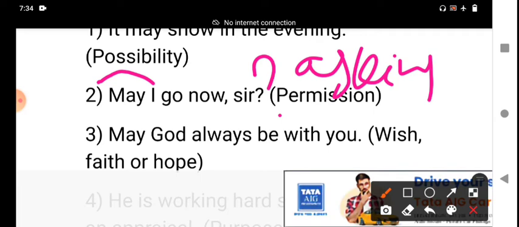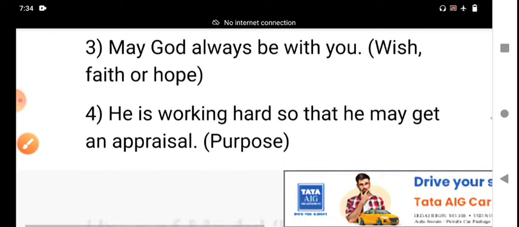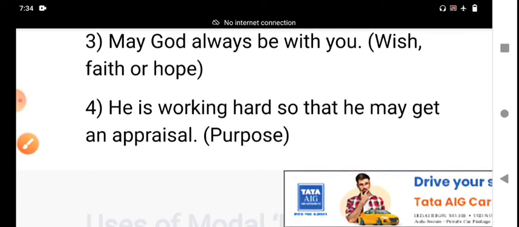I am satisfied, my dear students. You should understand about them. And then we go to the next modal verb, the past form of the verb. Some of the example, purpose. He is working hard so that he may get an appraisal. I have already explained you purpose.